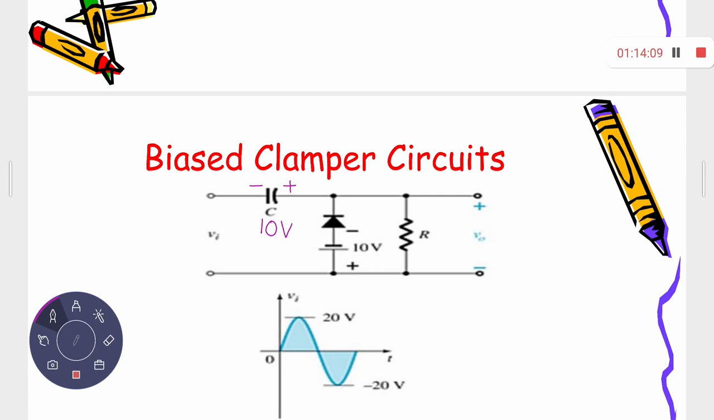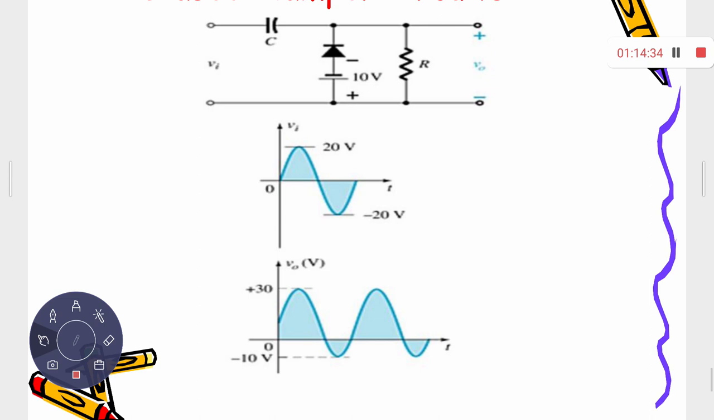This is a positive clamper. So here the input is riding on 0 DC, from 20 to minus 20. What will be the output? The output will ride on a level of 10: 10 to 30 and 10 to minus 10. That is a 20 variation and another 20 variation, plus 20, minus 20. If I assume the diode is ideal. If it is not ideal, then obviously you should have some drop and it cannot be 30, rather it will be like 30.7.